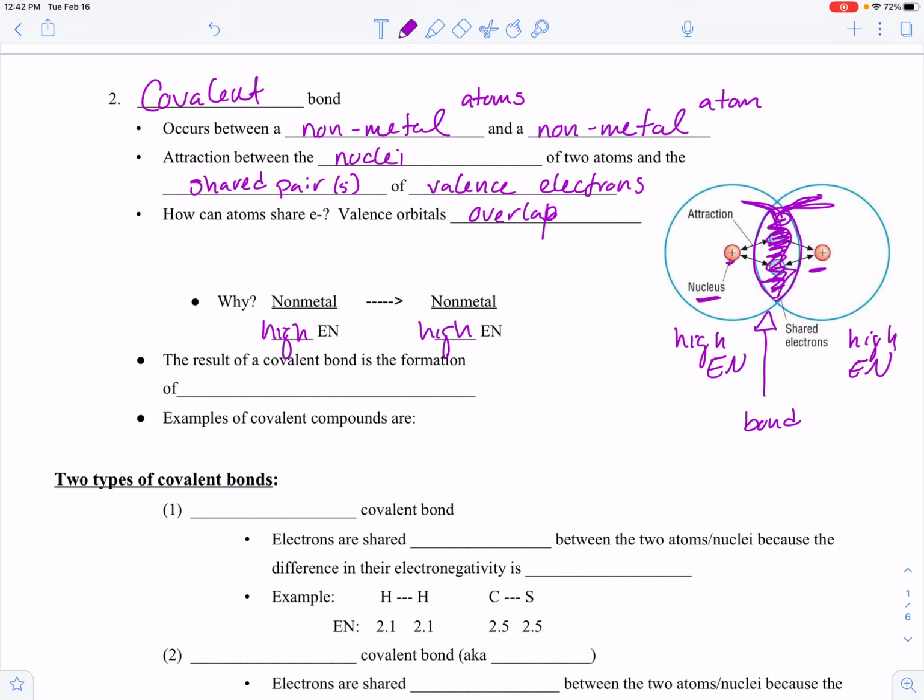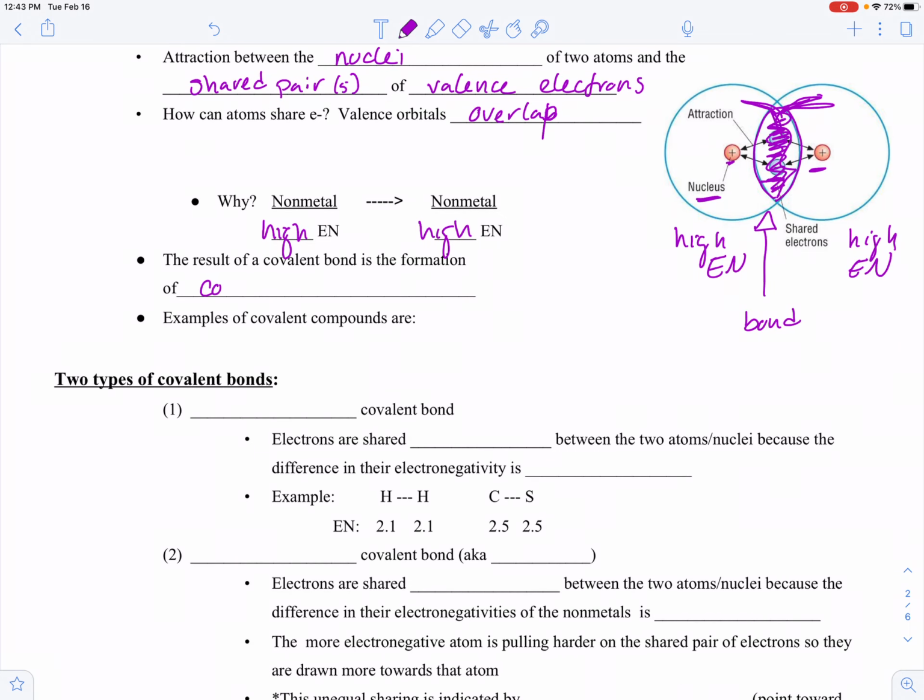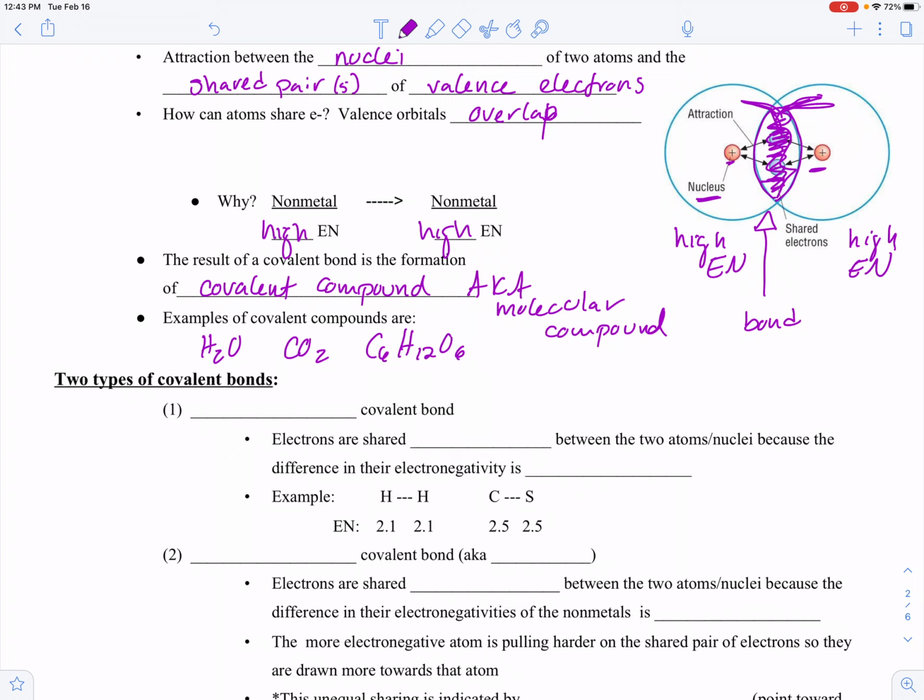All right, so when we have a covalent bond, we've got the formation of a covalent compound. This is also known as a molecular compound. So those terms are often interchangeable. Examples of other covalent compounds are things like H2O or CO2, or I'm just going to throw this sugar in here. These are all examples of covalent compounds. They're all nonmetals bonded to other nonmetals.